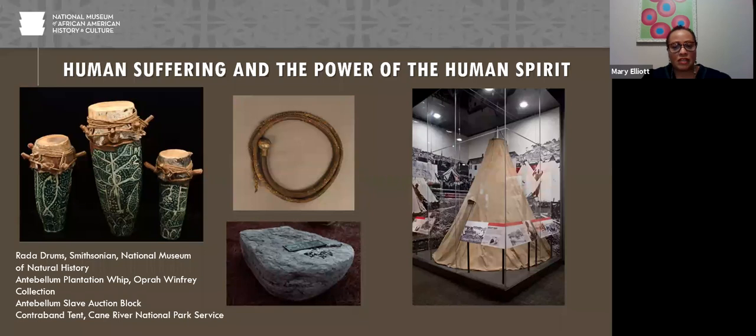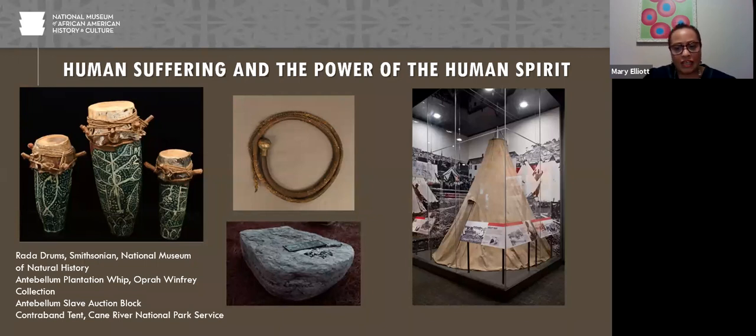We look at human suffering and the power of the human spirit. Here we have an example: we have the auction block, which was acquired from Hagerstown, Maryland. And then we also have a whip, symbolic of the brutality of slavery during this period. As well, we have these rada drums, of the type that would have been used during the Haitian Revolution. That fight for freedom, that successful fight for freedom, Black power down in the Caribbean.